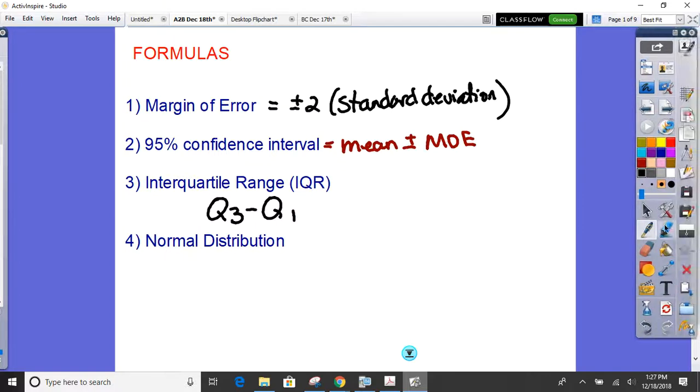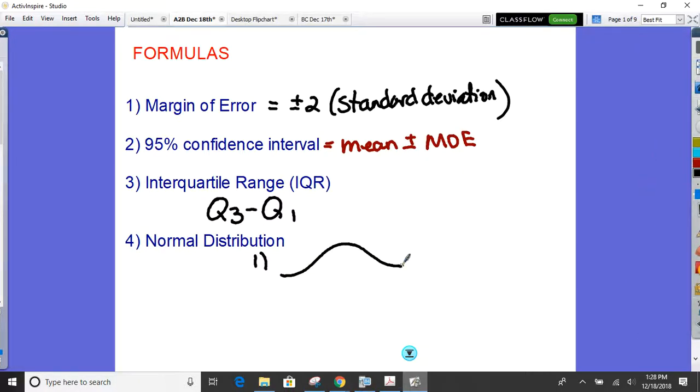All right, I put normal distribution on there. That's not a formula. I just want you to know we're going to see that a ton tomorrow on the test. What should go through my mind when I see in a problem that scores are normally distributed? First thing that should go through my mind is the curve. It fits the curve.